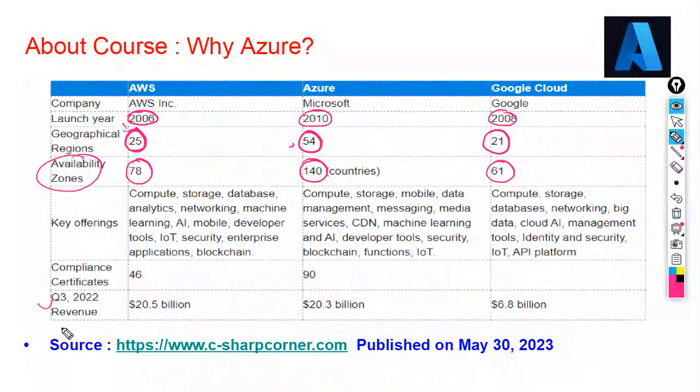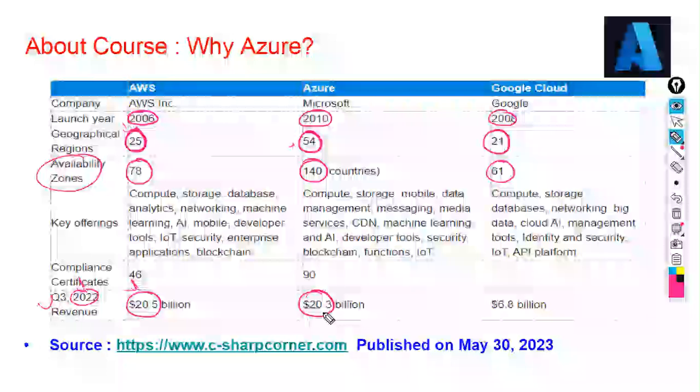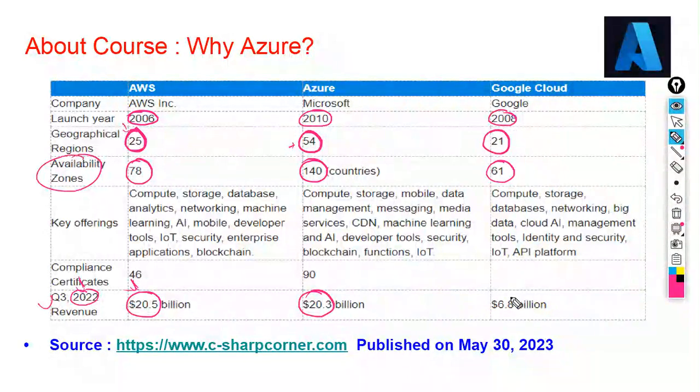And if you talk about the revenue of Q3 2022, AWS Q3 revenue is 20 billion, and Azure is also around 20 billion, $20.3 billion, and GCP's revenue is only $6.8 billion.